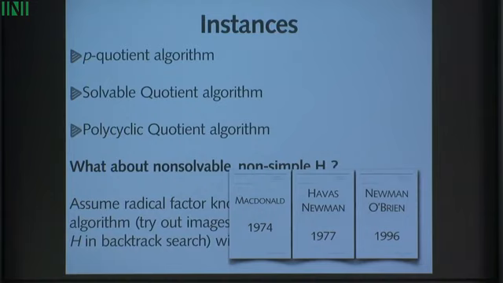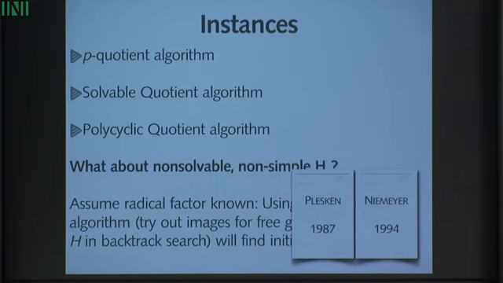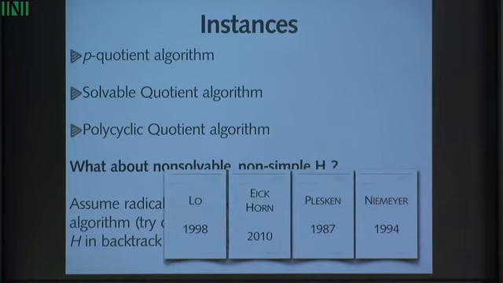So there the quotients are p-groups. Then there are algorithms where the quotients are solvable groups. There is a paper by Plesken and a paper by Niemeyer, which use somewhat different approaches and propose algorithms where they assume the factor group is solvable, and they find again a solvable group, and there are generalizations of this to polycyclic groups. So what I want is, however, where my group is not solvable and not polycyclic.